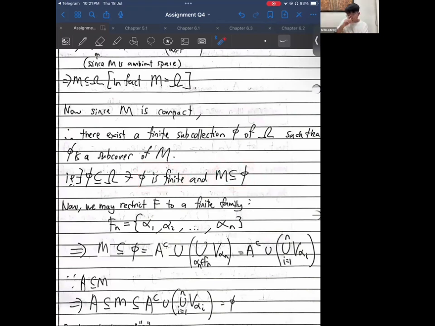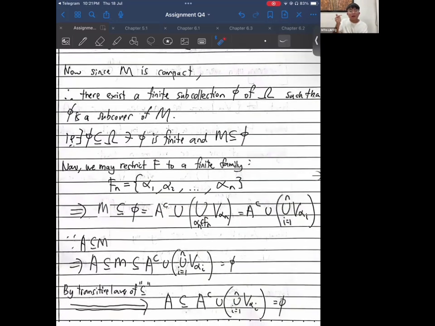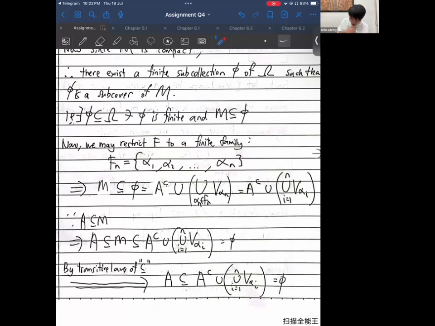Okay, by finite, we mean that there is a bijection to some finite natural number, so let's call it N. So we can restrict our F, which may be an infinite set, to a finite set, which we denote by some specific alpha 1, alpha 2, up to alpha n. So this set is finite with n elements. And because this set can cover M, we can write them down.